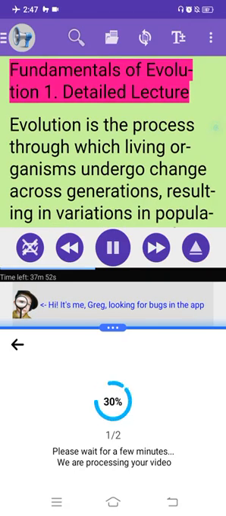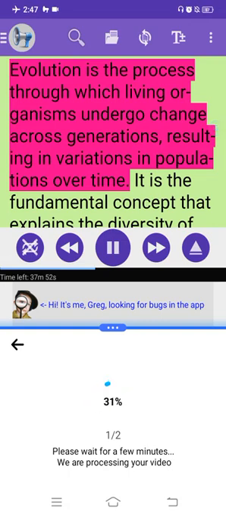Fundamentals of Evolution. 1. Detailed lecture. Evolution is the process through which living organisms undergo change across generations, resulting in variations in populations over time.